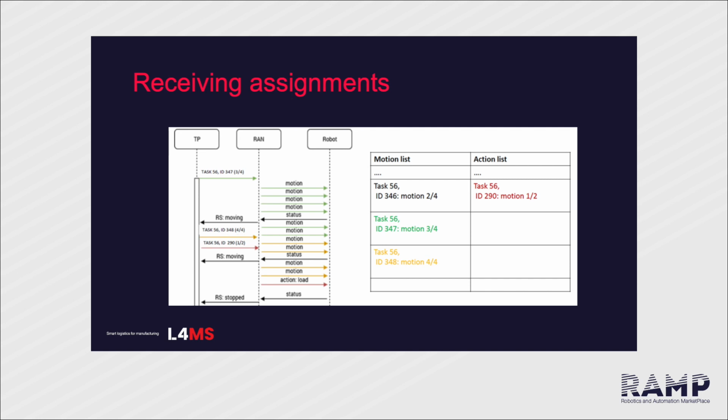In this diagram, you can see the architecture behind the assignments. You can see here that from the task planner, there is a definition of task 56. Then, it goes to RAN. RAN orders the motion to the robot, and robot gives a status signal back to RAN and TP when the motion is completed. Then, another assignment can be performed following the same method.